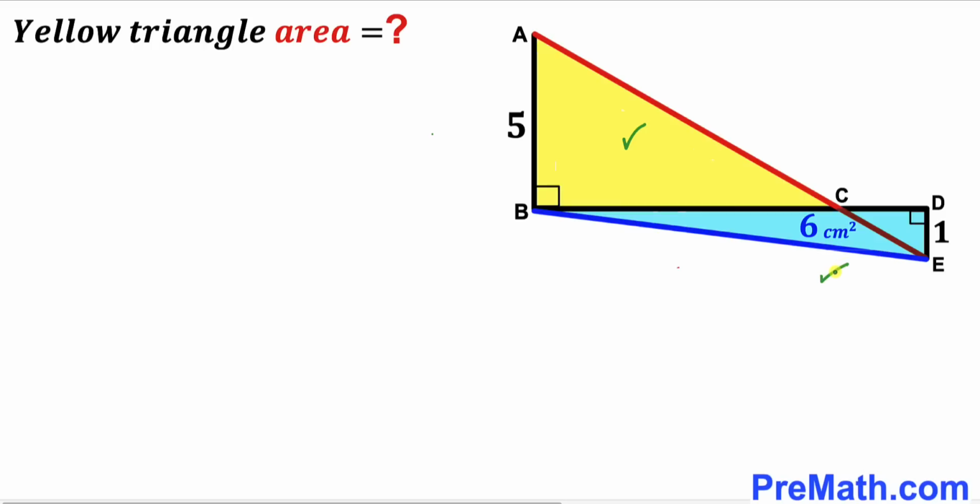We have this yellow shaded right triangle ABC and this blue shaded right triangle BDE put together, as you can see in the given diagram, such that the area of the blue shaded triangle is 6 centimeters squared. Moreover, side AB is 5 centimeters, whereas the tiny side DE is 1 centimeter. Our task is to calculate the area of the yellow shaded triangle ABC.